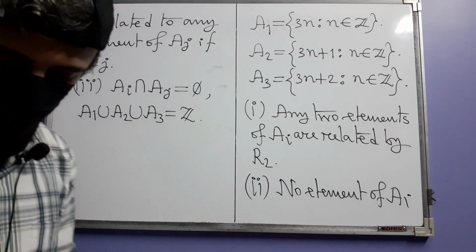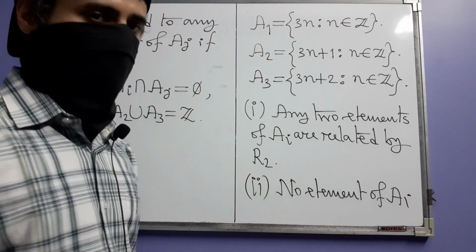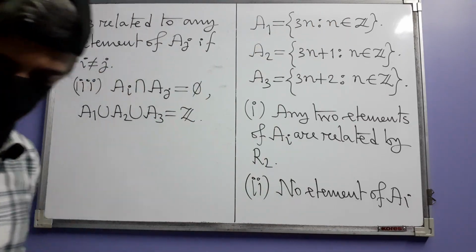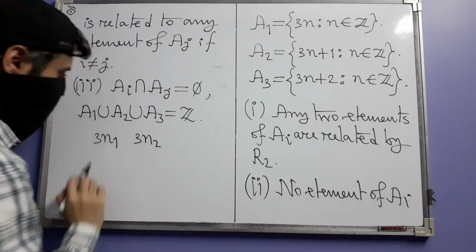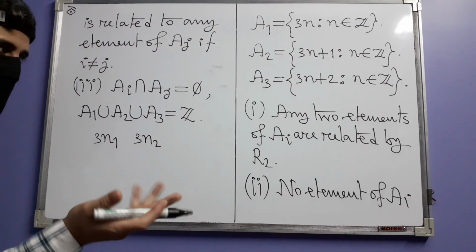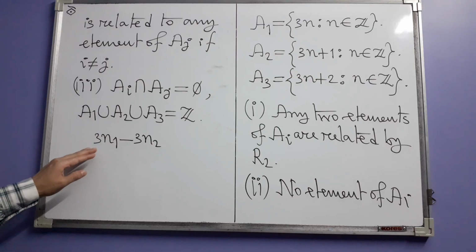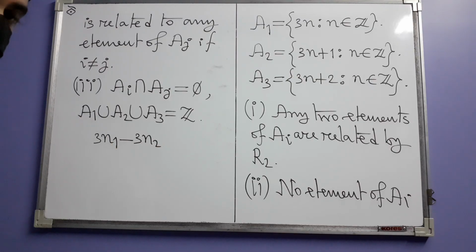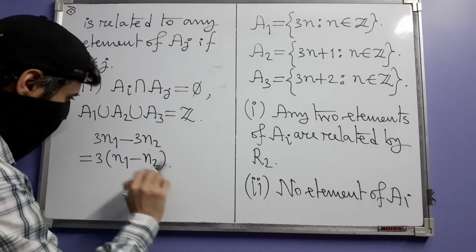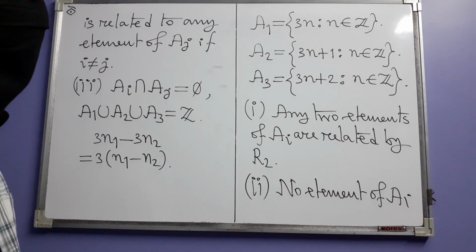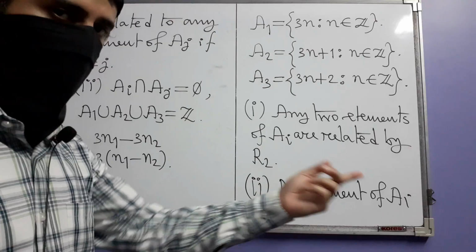Let's see. We said that any two elements of say A1 are related. You take any two elements there, 3n1 and 3n2, where n1 and n2 are integers, positive, negative, anything, 0 even. You take their difference. Is this number divisible by 3? Yes, because it is 3 times another integer. So that means these two integers are related by R2.